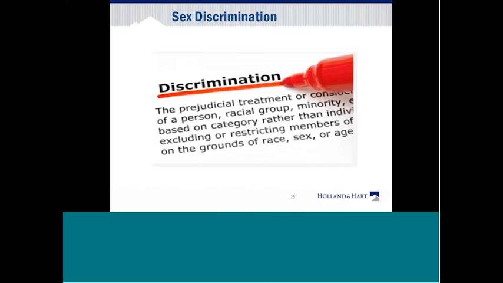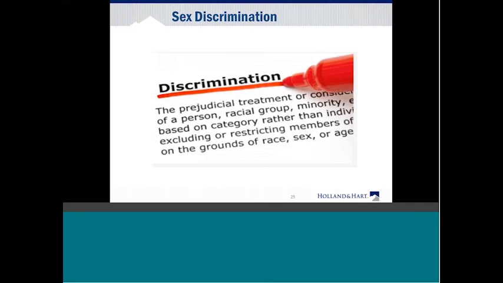All right, that is a brief overview of the new notice requirements that you're going to have to comply with by October 16th. I'll turn the time now over to Pia, who's going to talk about the specific rules dealing with sex discrimination. Thank you.